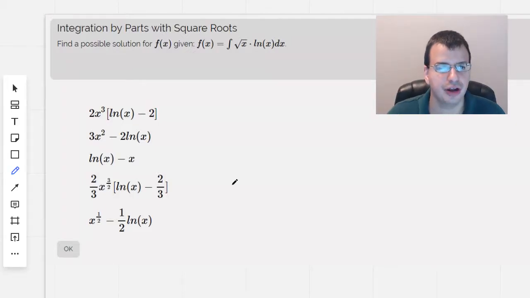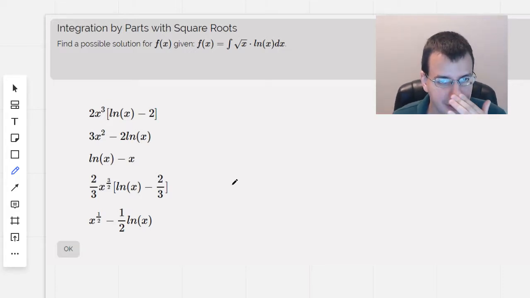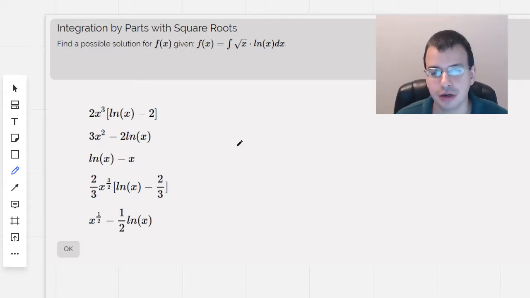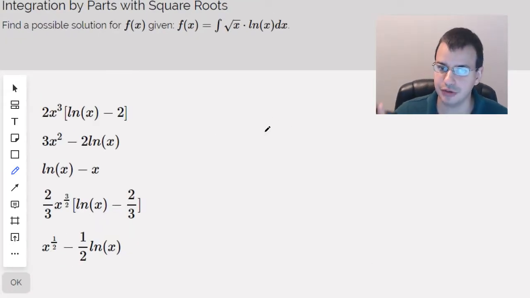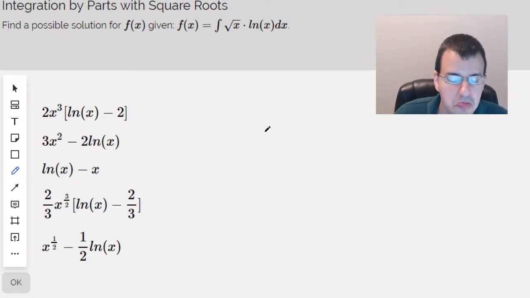Find a possible solution for f of x given that f of x equals the integral of square root of x times the natural log of x dx. Okay, so look for substitution. Substitution doesn't work because we don't have one thing that's a derivative of the other. So next thing we try is integration by parts.